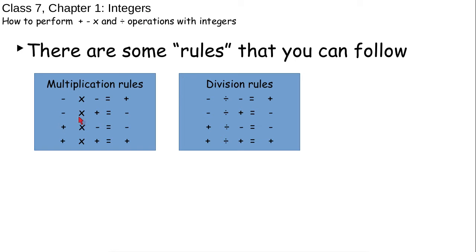Similarly, if you have a negative number and you are multiplying that with a positive number, the result is a minus. If you take a positive number, multiply that with a negative number, the result is a negative number. And if you take a positive number, multiply it with a positive number, the result is a positive number. Let us look at a few examples to see that.